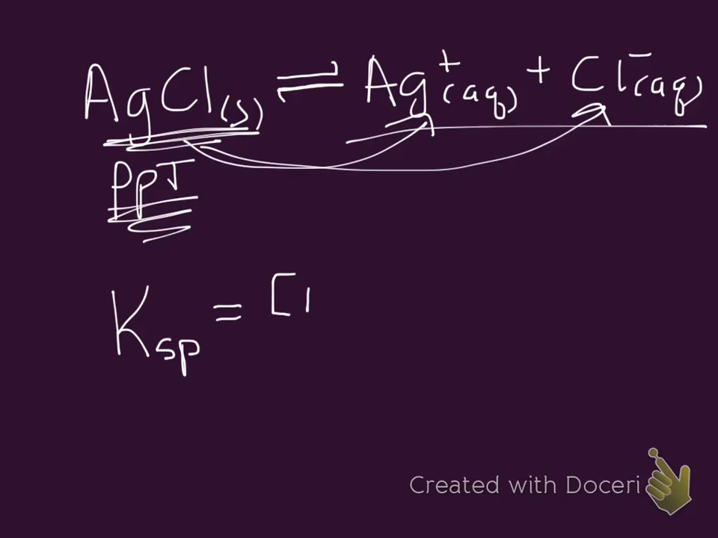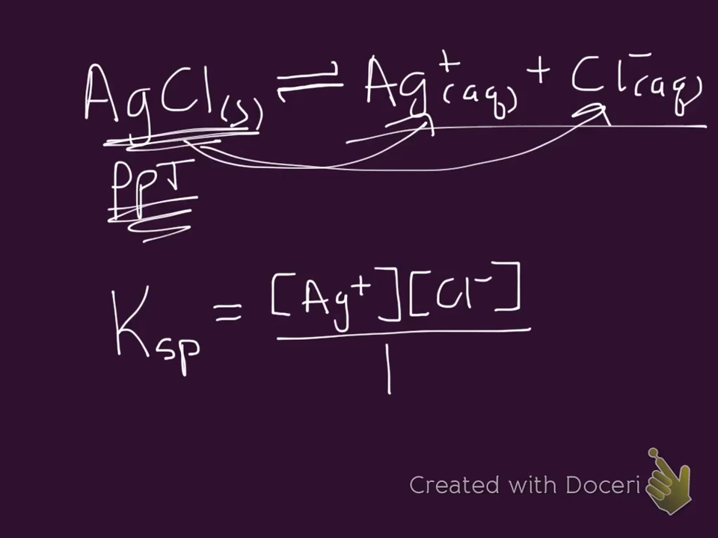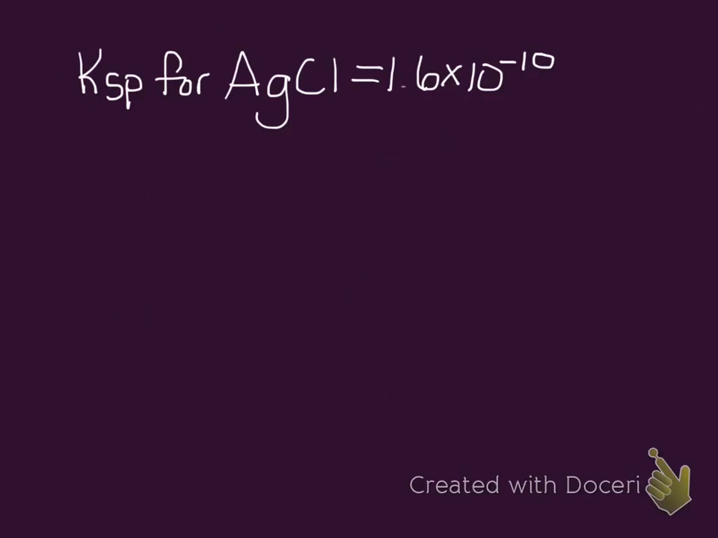So you're going to have Ag+, because that's a product, times Cl-. Very important that you put the charges. Now this will actually be over 1, or you don't have to write it at all, because AgCl is a solid, and we know that solids are not included in a K value because pure solids are just 1.